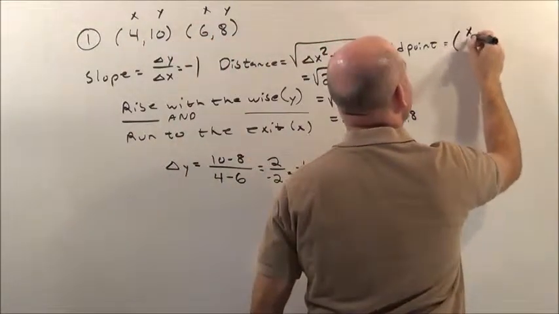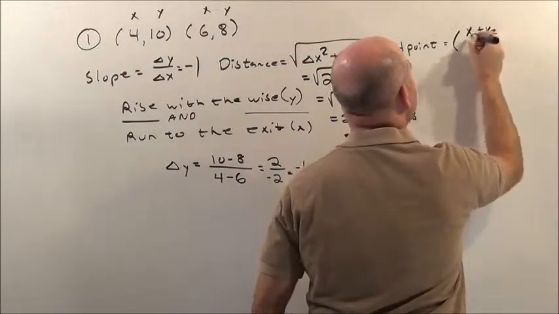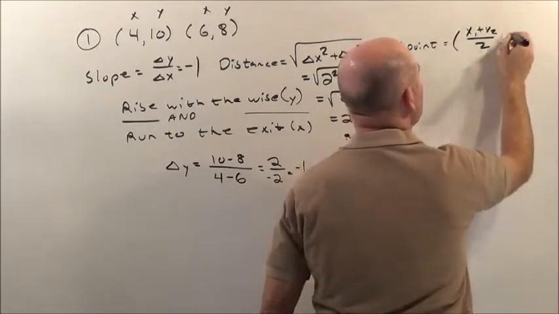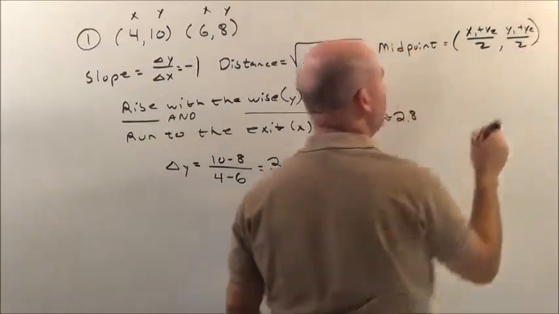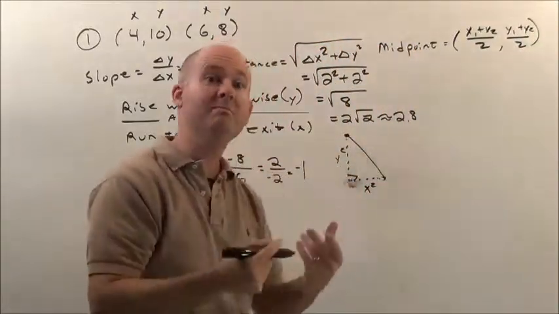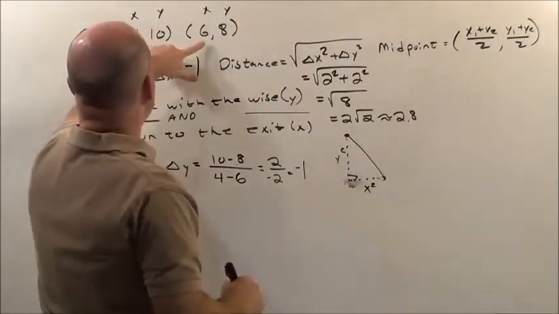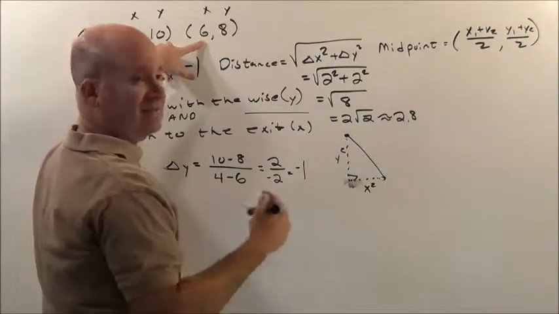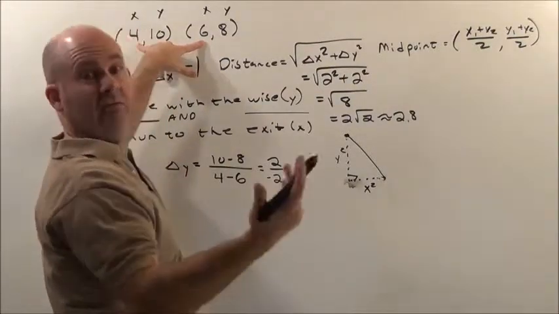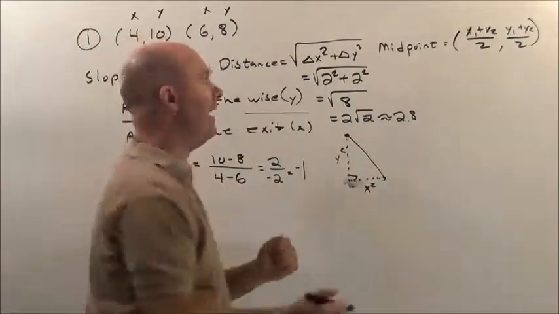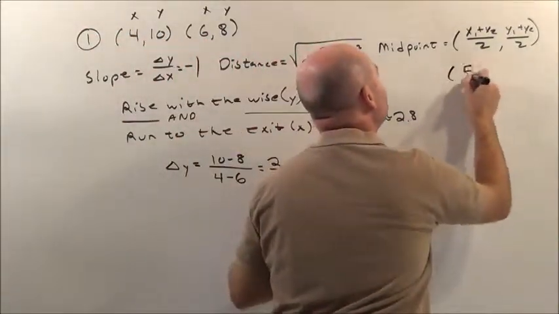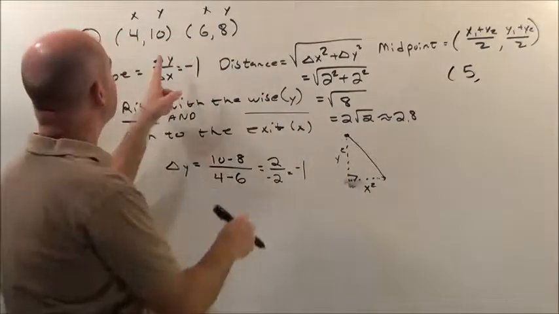The formula would say, hey, take your x value and add the other x value and then divide by 2. Take your one y value, your other y value, add them together and divide by 2. That's how you find the average or the middle of them. So if I add these together, 4 and 6, that's 10. 10 divided by 2, 5. Well, you should be able to see the middle between 4 and 6 is, guess what? 5. Okay, so the middle of our x's is 5.